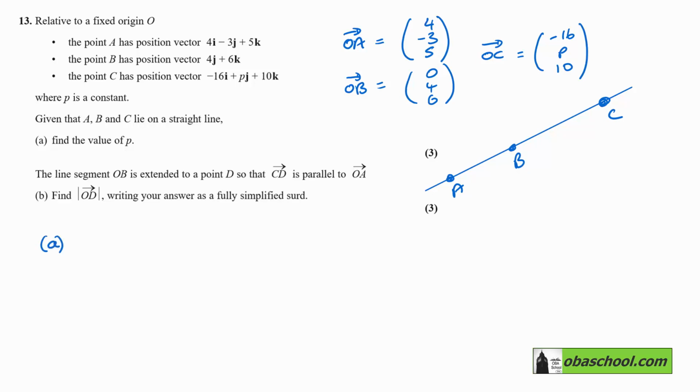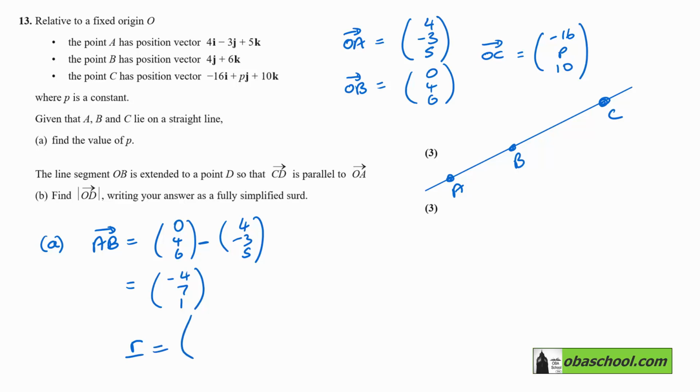So let's find AB, which will be the direction of the line, and that's equal to B minus A. So (0, 4, 6) take away (4, -3, 5). That gives me (-4, 7, 1). And then the equation of the line that goes through them is (4, -3, 5) plus lambda (-4, 7, 1). So we start at A, and then we'll go some distance along (-4, 7, 1).